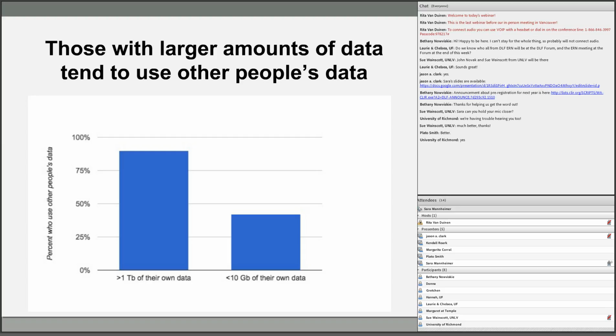Those with larger amounts of data also tend to use other people's data. So we've got 90% of those with more than a terabyte of their own data use data from other sources. Of those with less than 10 gigs, only 40% used other data.